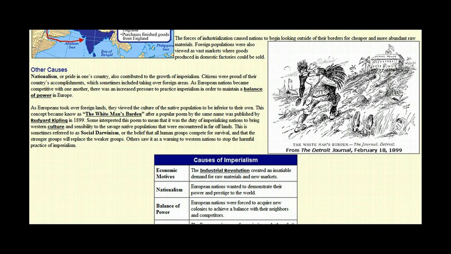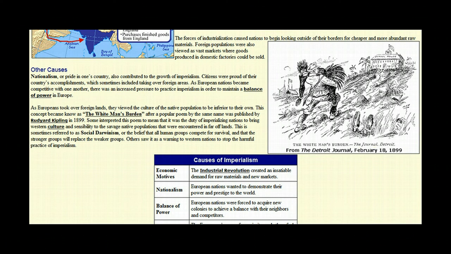Okay, so now that you get the idea, I'm just going to continue reading through the text and you can just pull from it the material that you need to answer the questions. So the forces of industrialization caused nations to begin looking outside of their borders for cheaper and more abundant raw materials. Foreign populations were also viewed as vast markets where goods produced in domestic factories could be sold.